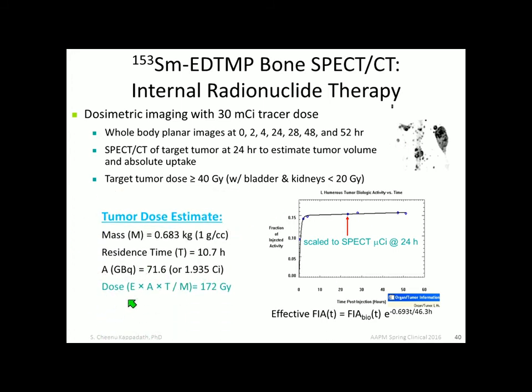For example, in this patient, in this trial, we had to keep the tumor doses greater than 40 gray. We want to keep the bladder and kidney less than 20 gray. And for this patient, we were able to achieve that, and we delivered almost 2 curies of samarium EDTMP, and the dose to that lesion on the humerus was 172 gray, per our calculations. Yet the dose to the bladder and kidneys was less than 20. So we were able to do very specific, patient-specific dosimetry. There are a lot of studies being done right now. This is just an example to highlight the value of SPECT CT in clinical practice.